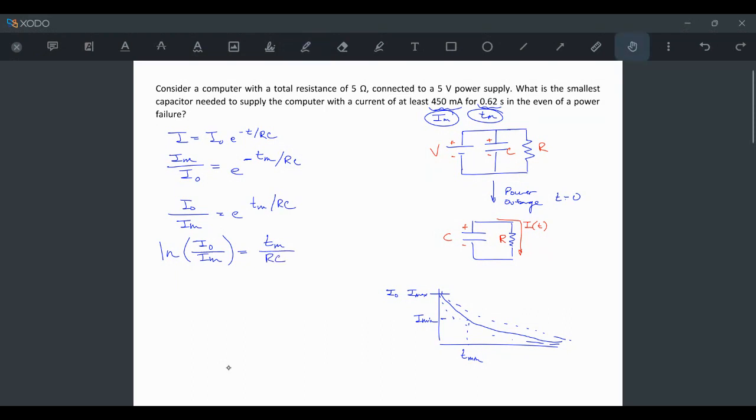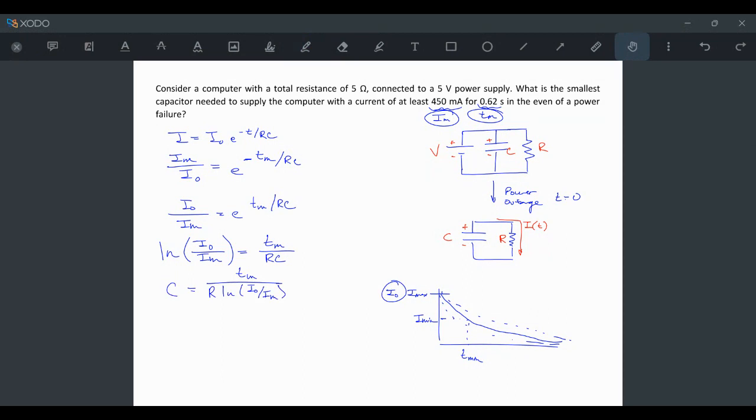Okay, so we want to solve for c, so we just need to cross multiply, if that makes sense to you. So c is equal to the minimum time, that's 0.062 seconds, divided by the resistance times the natural log of I naught divided by Im. And it looks like we're done. The only real problem is we don't have this quantity I naught here, but we can figure it out super simple.